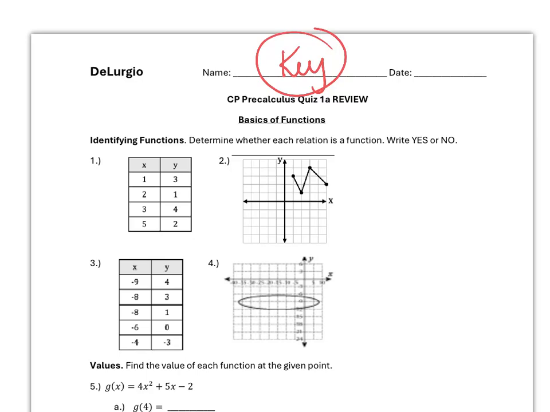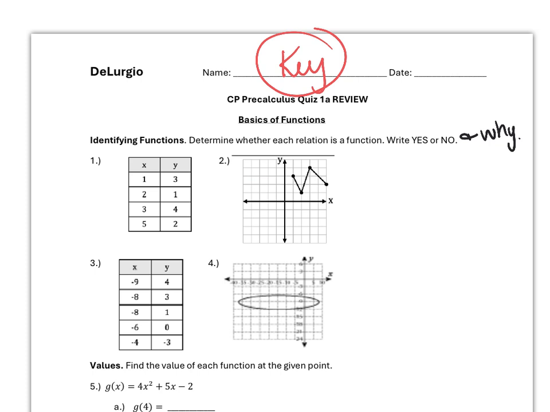All right, so here's the review walkthrough. 1 through 4, it's asking you to determine whether each relation is a function, right? Yes or no. I'm going to add and why. So give me a reason, like a mathematical reason why we know it is or is not a function.